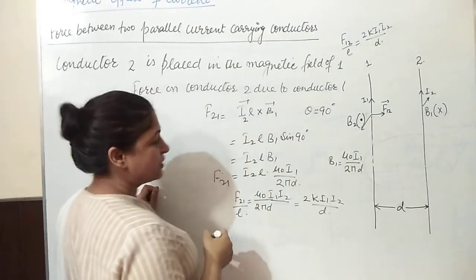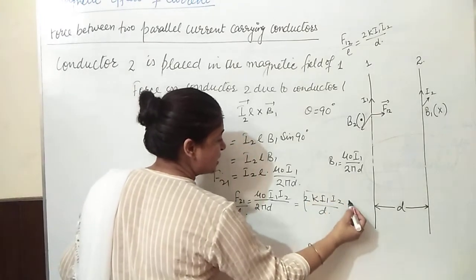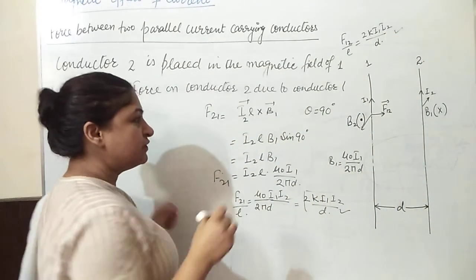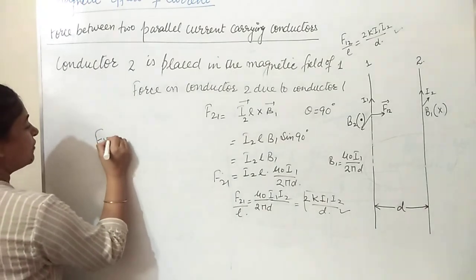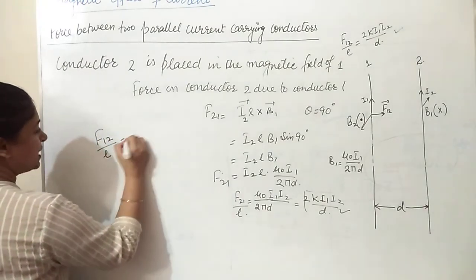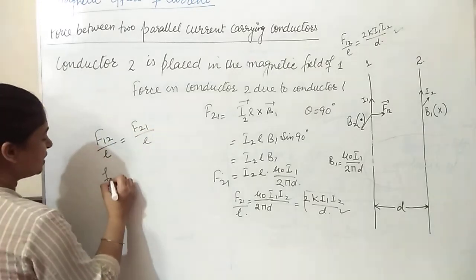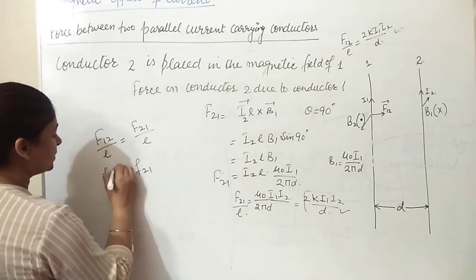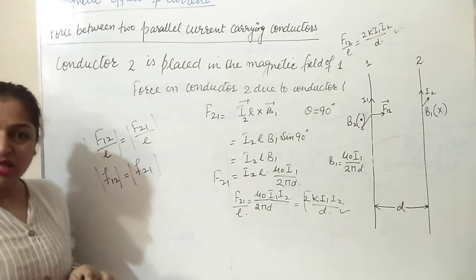This is also force per unit length, and you can see the magnitude of the force is the same, this as well as this. So the magnitude of the force is exactly the same. So we can write F12 over length is equal to F21 over length, or force per unit length you can express like this, F12 is equal to F21. The magnitudes are exactly the same.